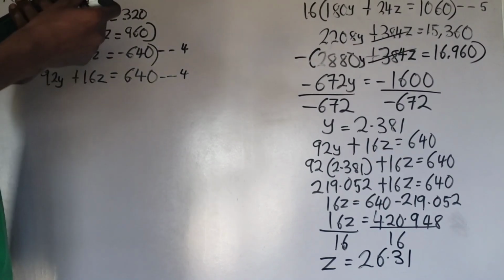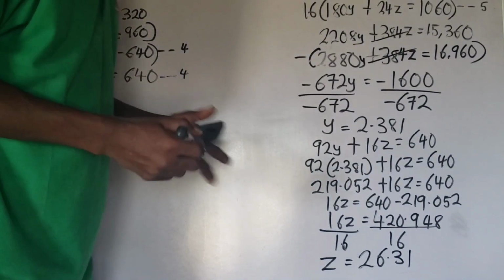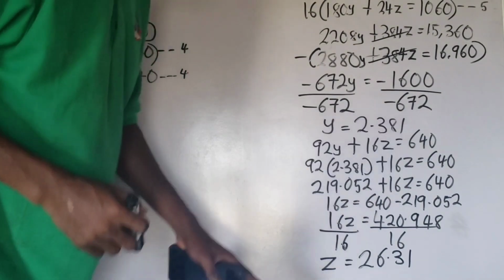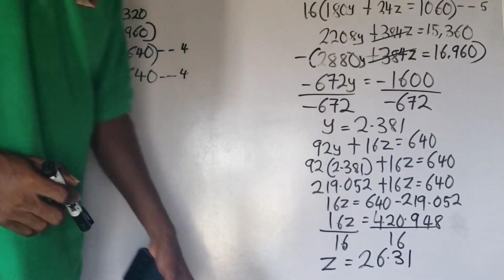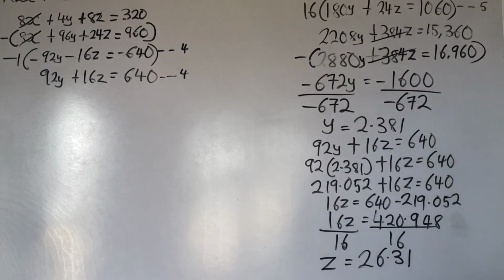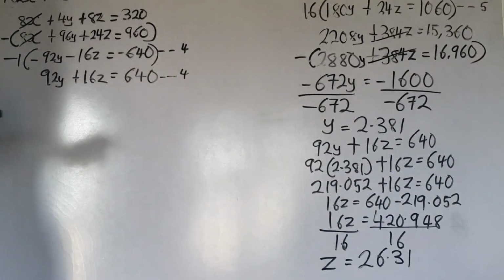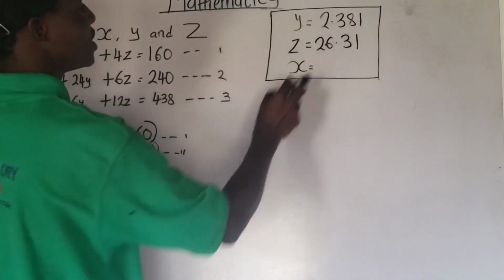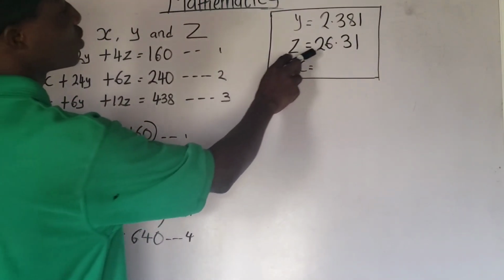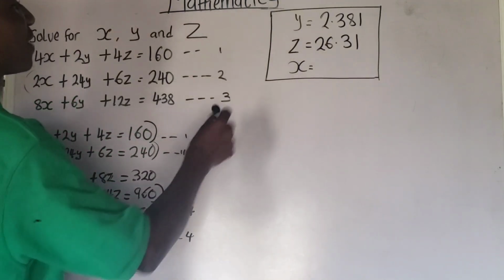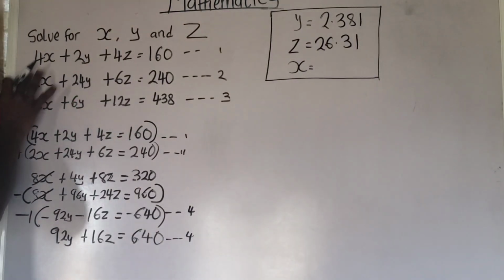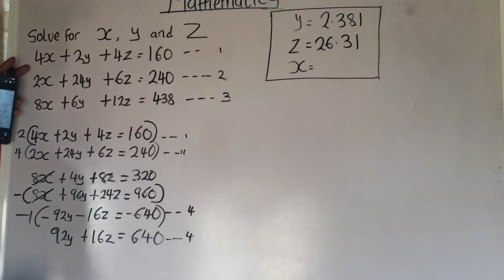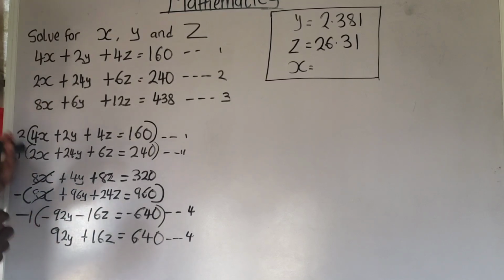So I know the value of y and the value of z. The value of y is 2.381. The value of z is 26.31. Now, I can easily determine the value of x by substituting both the value of y and z into any of the three equations that we are given. Please pay attention. We have gotten y as 2.381 and z as 26.31. To get the value of x, I'm going to take any of these three equations and substitute the values of y and z.